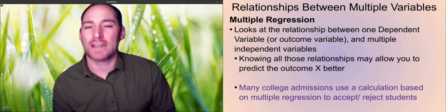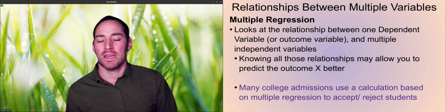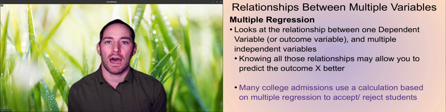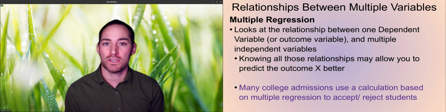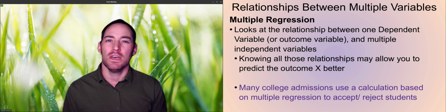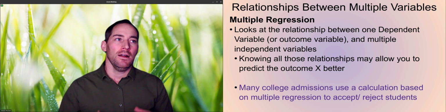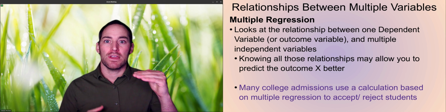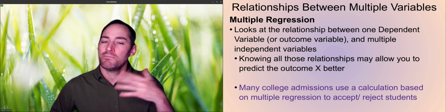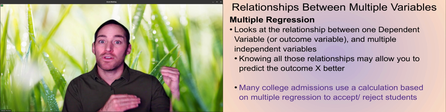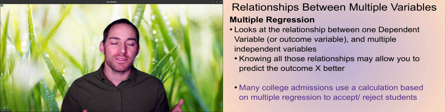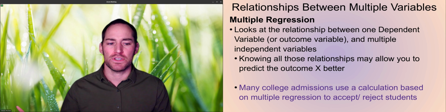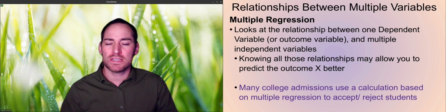So another practical example that might make sense to you is many college admissions use calculations based on multiple regression to accept or reject students. So you'll often see things like, this is the cutoff. If you have a GPA lower than here, don't apply, or this is the average GPA for our students. This is like high school GPA or something like that. So you'll see some numbers maybe published.